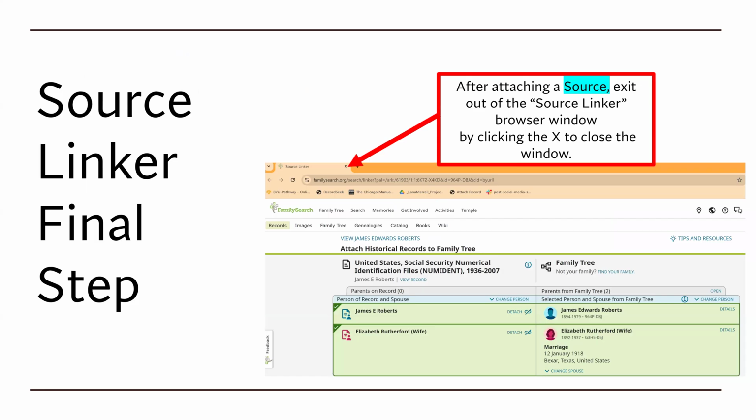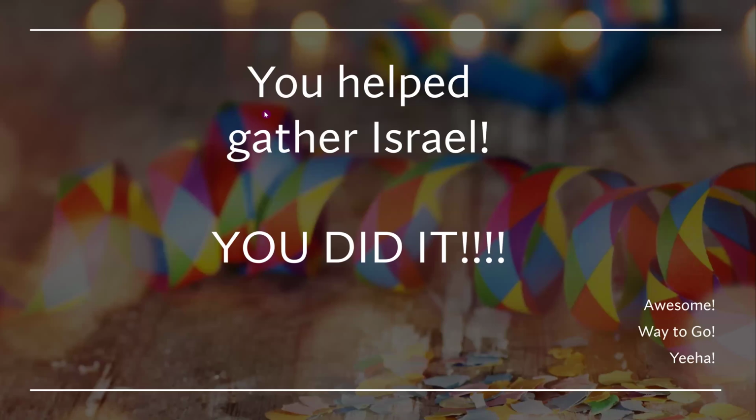After you have attached the sources and all of the information, and I like to start at the top and just go down, but after that has all occurred, you can click the X to close the window. And that takes you out of the source linker tool. And then you are done. You helped gather Israel. Hooray, you did it. Yeehaw.